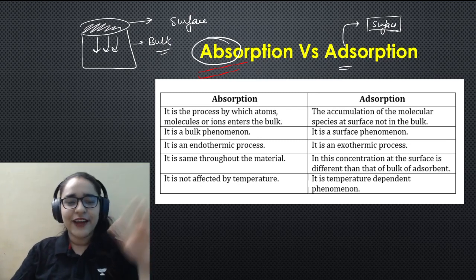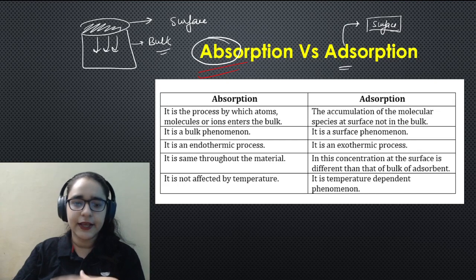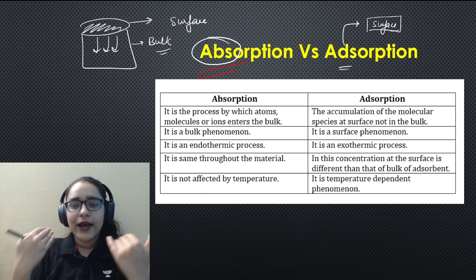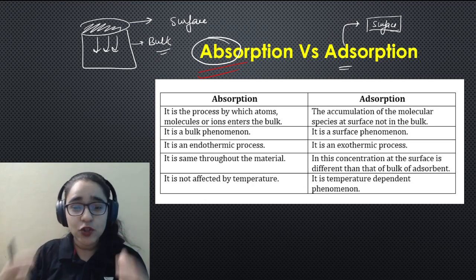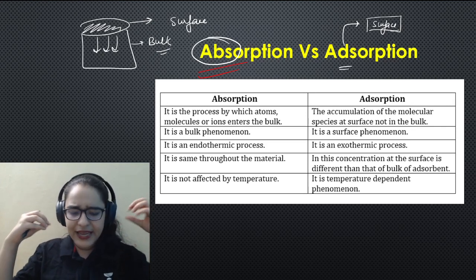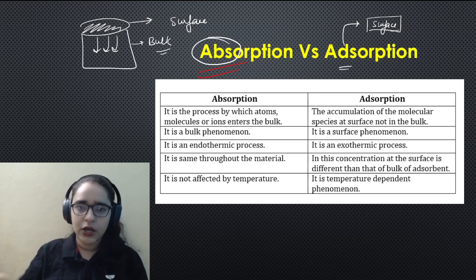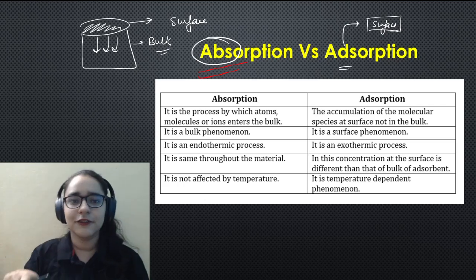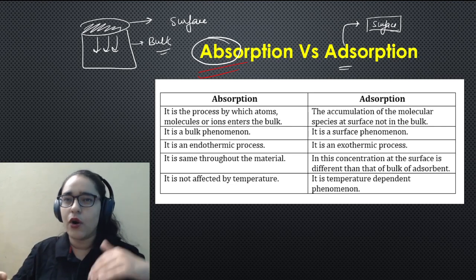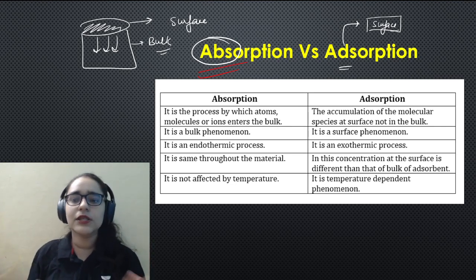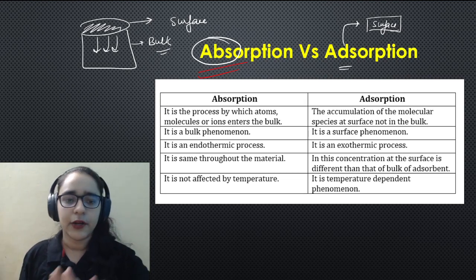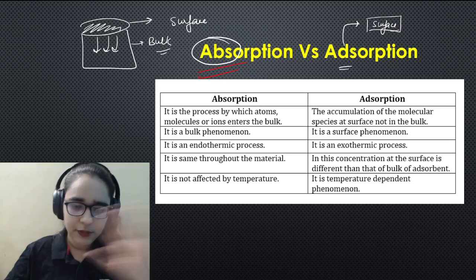So absorption, right? What is the basic difference between them? It is the process by which atoms, molecules, or ions enter a bulk, right? So I said it is a bulk phenomenon. Adsorption is the accumulation of any molecule, whether it's gas or liquid, anything, on the surface, right? Only on the surface, whether it's because of chemical bonds or any physical interaction, physical force. We'll talk about this later, but yes, adsorption is only a surface phenomenon. Absorption is a bulk phenomenon.